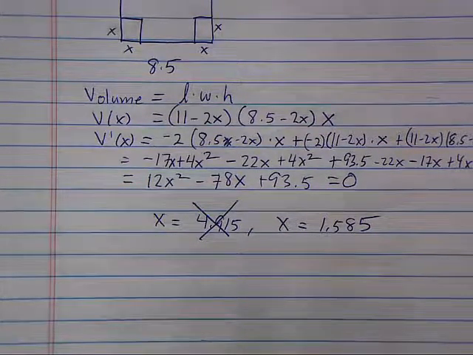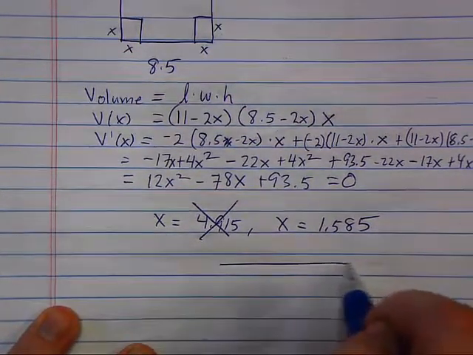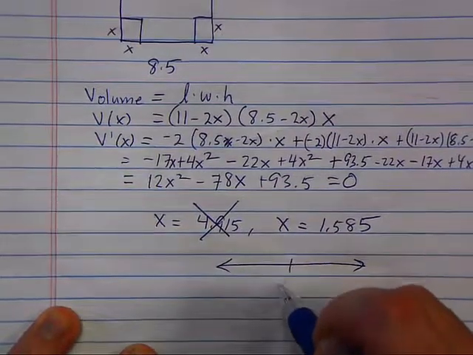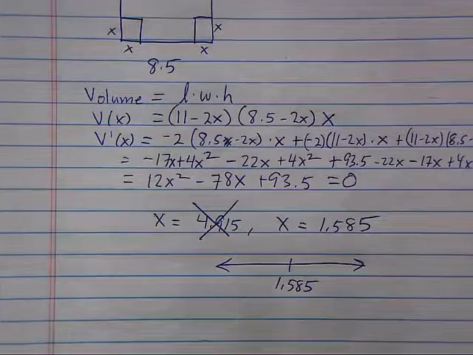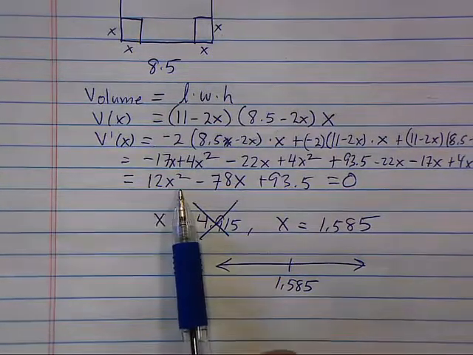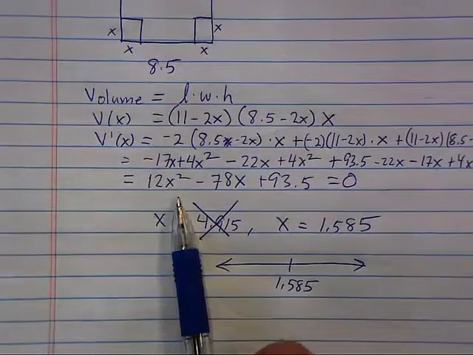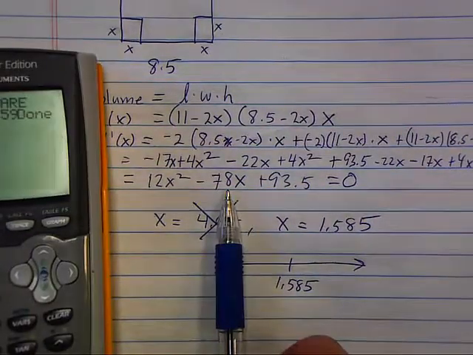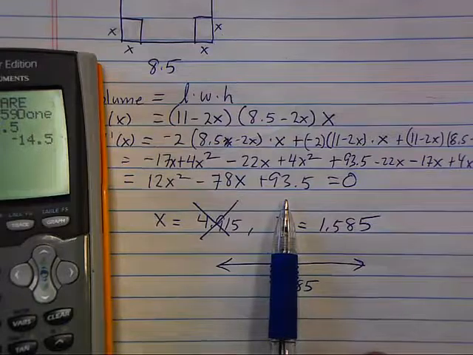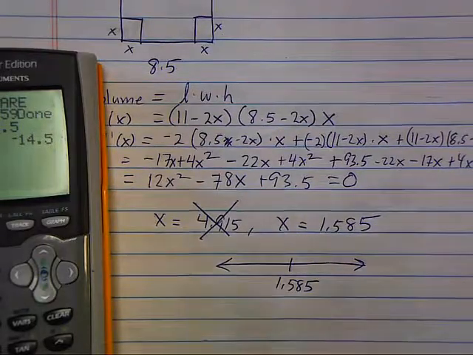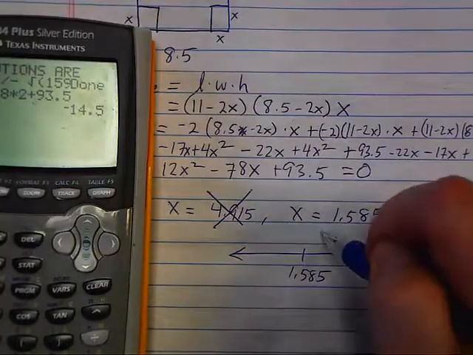Which one do you want me to do? Number line? All right. That's not the one I wanted to do, but I'll do it anyway. 1.585. What's my favorite number bigger than 1.585? 2. I plug 2 in. Well, that's 12 times 4. 48 minus 78 times 2 plus 93.5. I get negative 14.5. So, decreasing there.